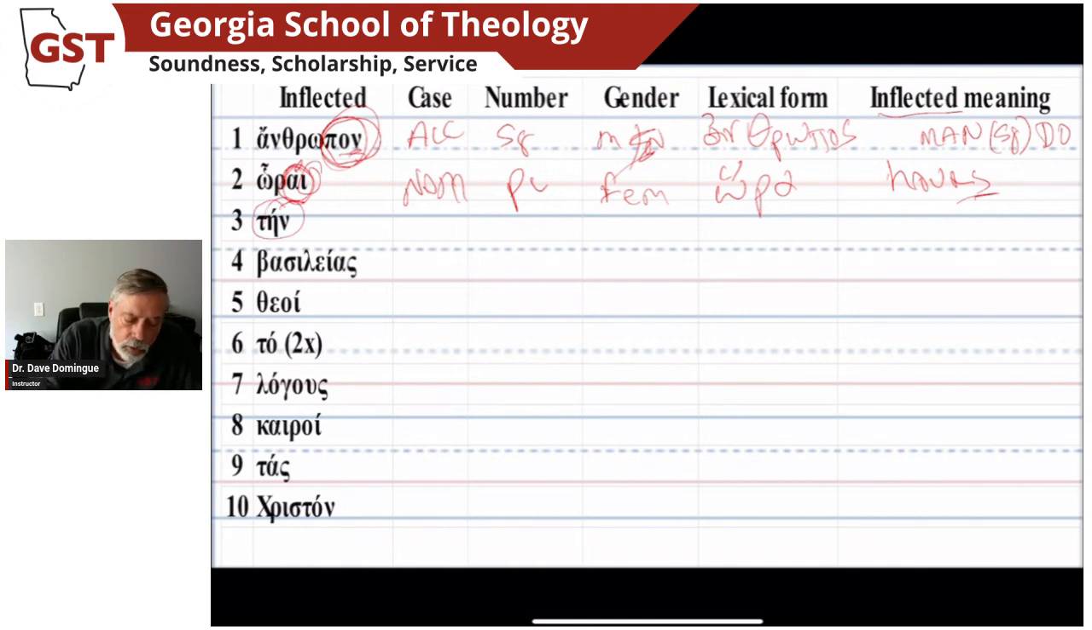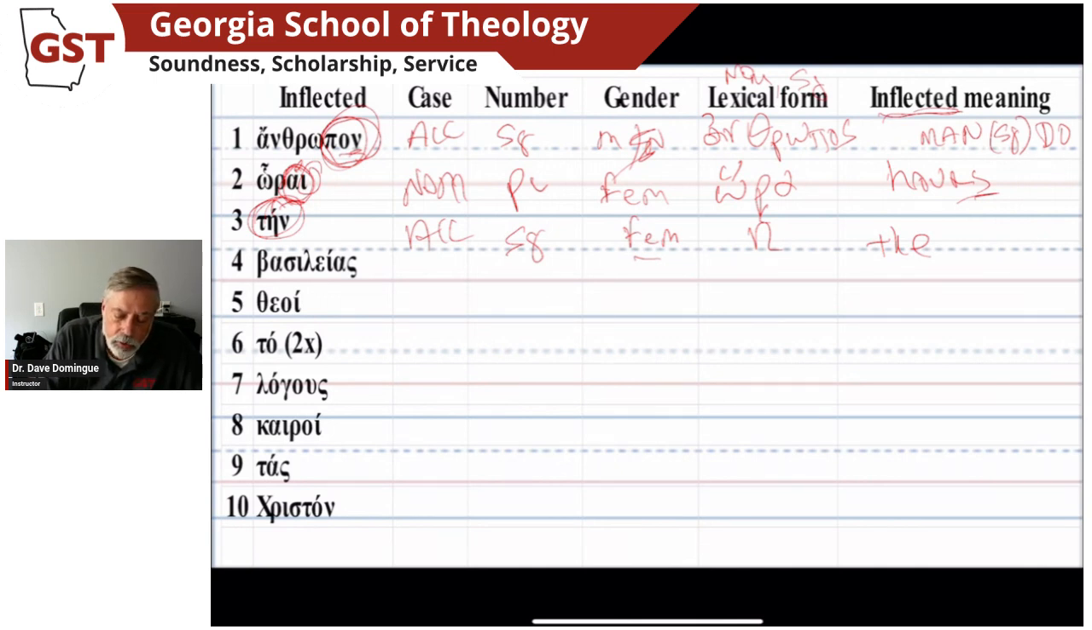Tain is the article, and that is going to be in the feminine. I know it's feminine because of the nu there, or the eta there. It's going to be in the accusative, okay, because of the nu. Its number is singular, and because I'm talking about feminine, its lexical form is he. Because it's feminine, when I look at the lexicon, the dictionary, the lexical form is going to be the nominative singular form. That's how you look it up. And its inflected meaning, what does it mean? Regardless, it just means the.